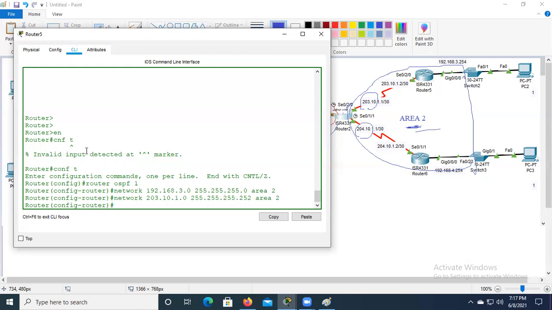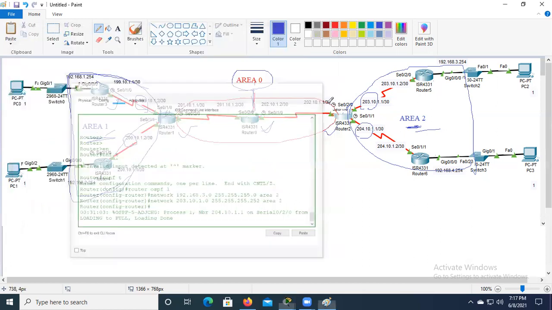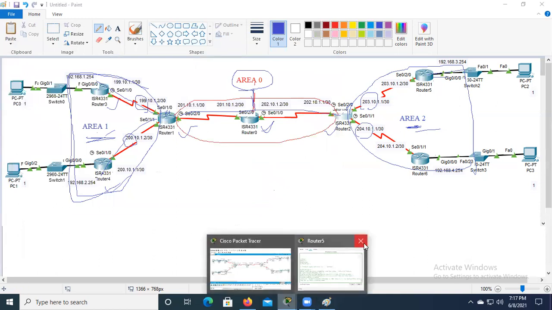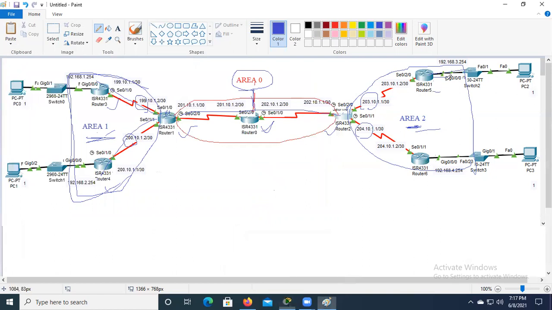So once you have done, the other router is also area 2 is done, but he connected with area 1, he connected with area 0, and area 0, this ABR is going to advertise the area 1. So this router should be able to reach the area 1 also. So this router is also completed. So let me do the bottom one.